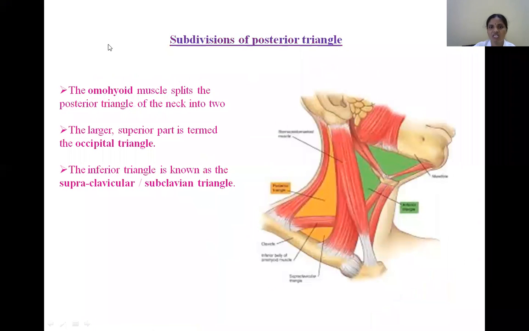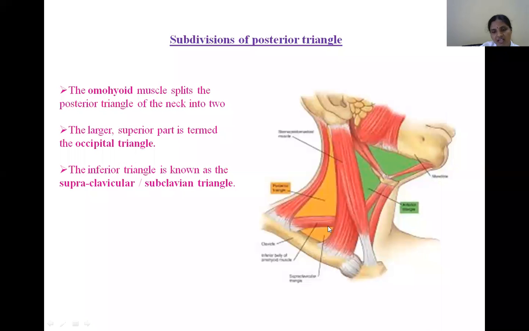Then coming to the division of the posterior triangle. I told that the posterior triangle is further divided by means of a muscle. What is that? Omohyoid muscle. This is the inferior belly of omohyoid, by which the posterior triangle is further divided. Above is the larger occipital triangle, and below a smaller triangle which is known as the supraclavicular triangle.